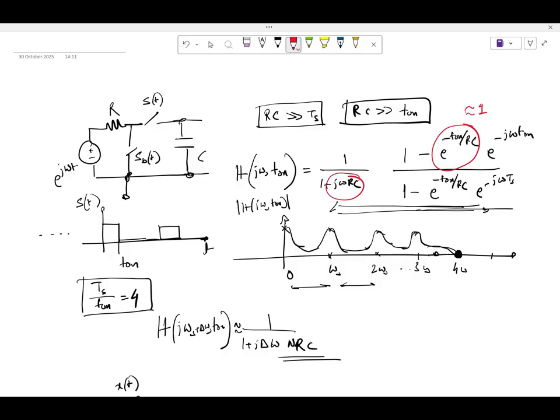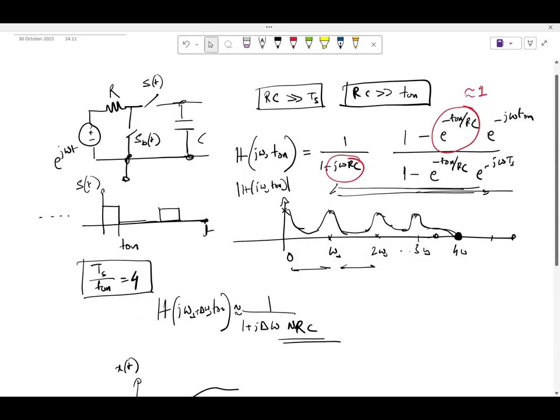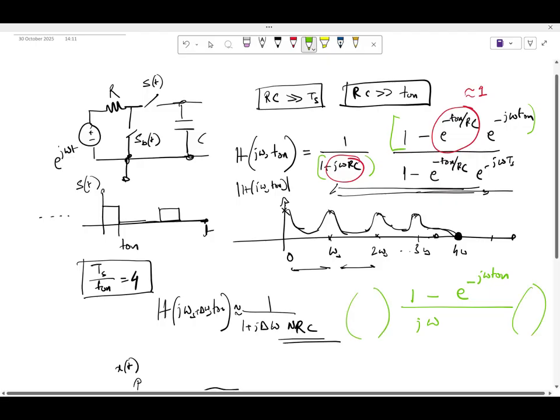So if you think of it this way, these two terms, this term and this term, end up being 1 minus e power minus j omega T on by omega RC. Forget about the RC for the time being, but you kind of get this. Correct? Then you have some extra stuff. Here, extra stuff there. But you kind of get this expression.